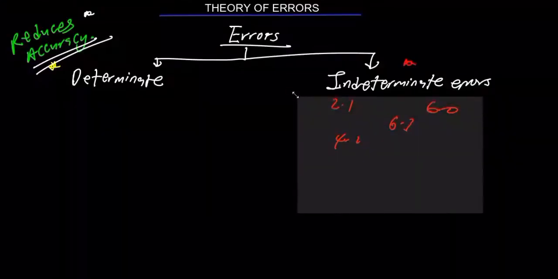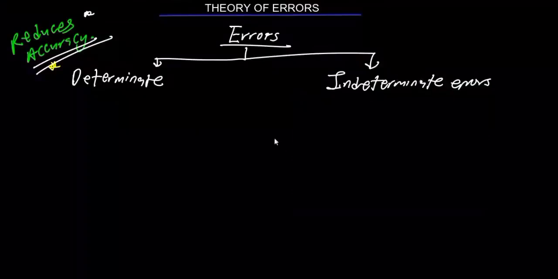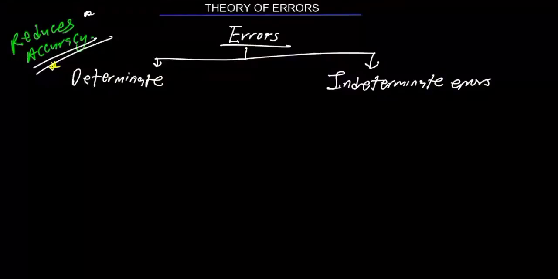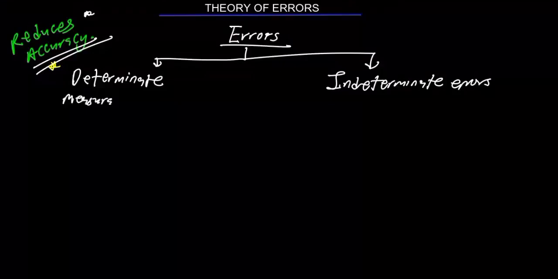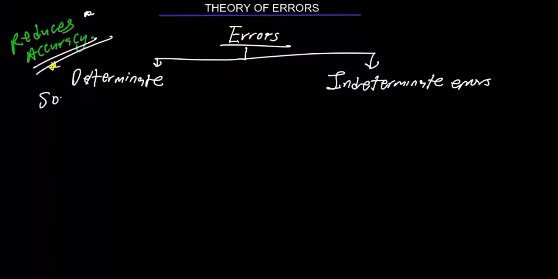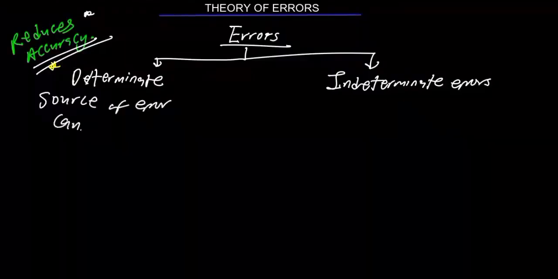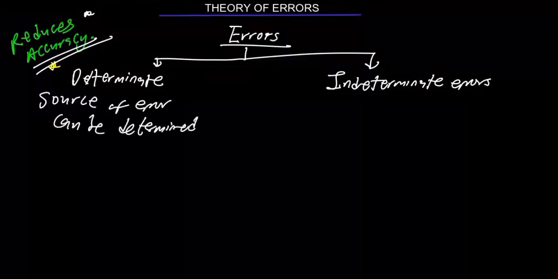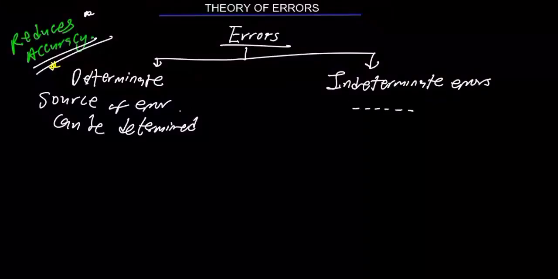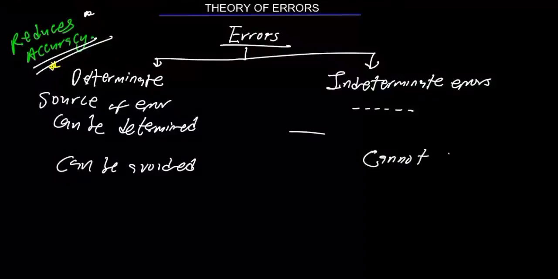Okay. So let me give us some differences between determinate and indeterminate error. Okay, let's go. Look at the first one. Number one, the source of this error can be determined. Why this one? The source cannot be determined. The next one, this error can be avoided, but this cannot be avoided. Are we together? So we can actually trace the source of this error, but we cannot trace the source of this error.